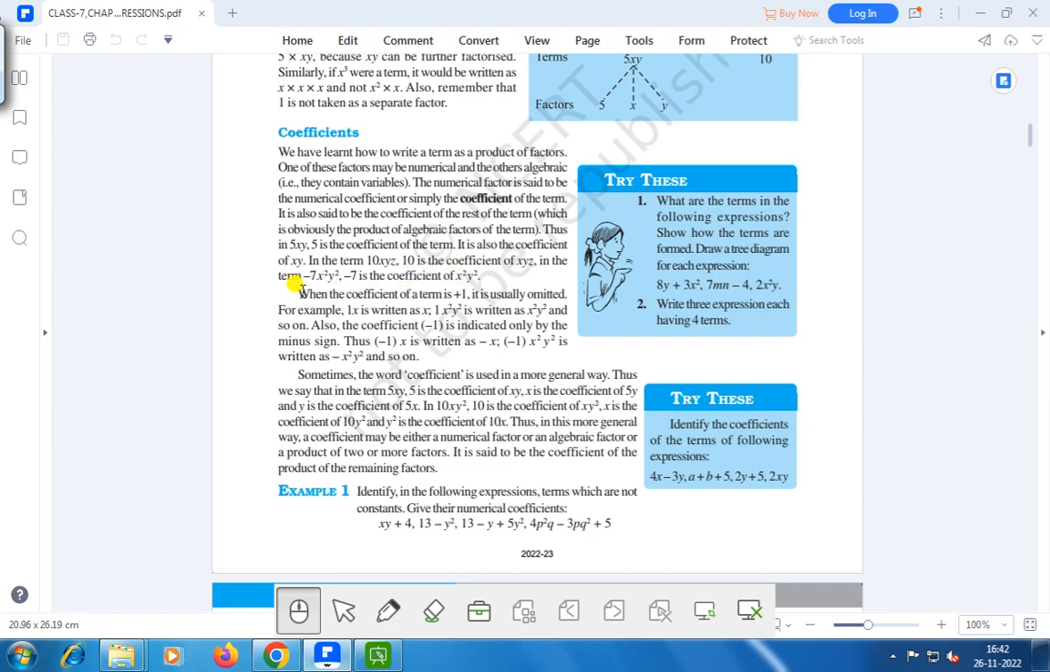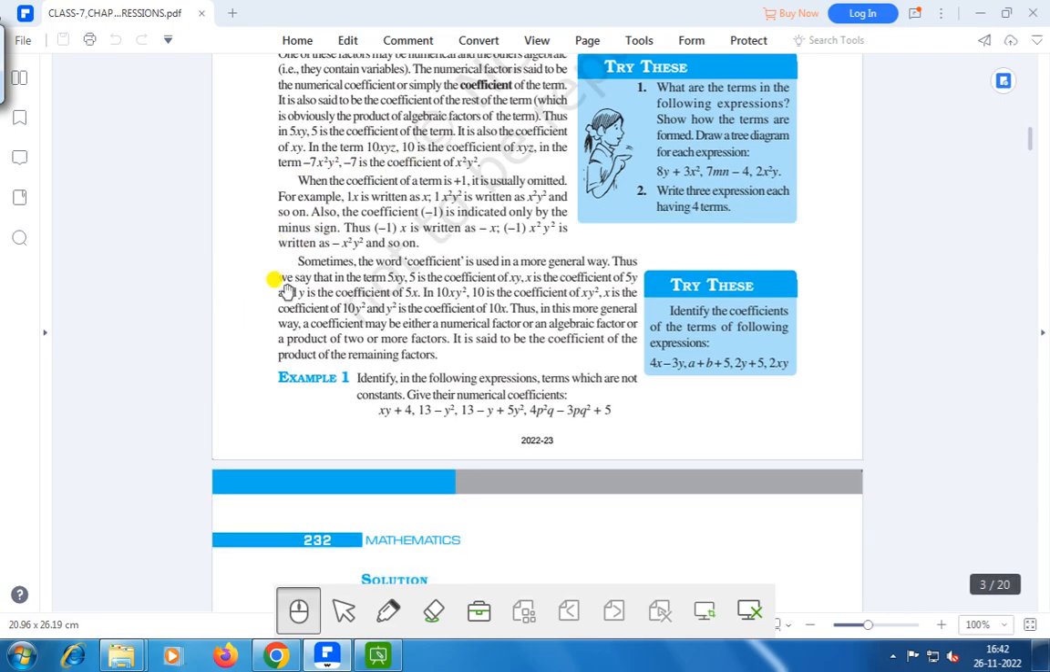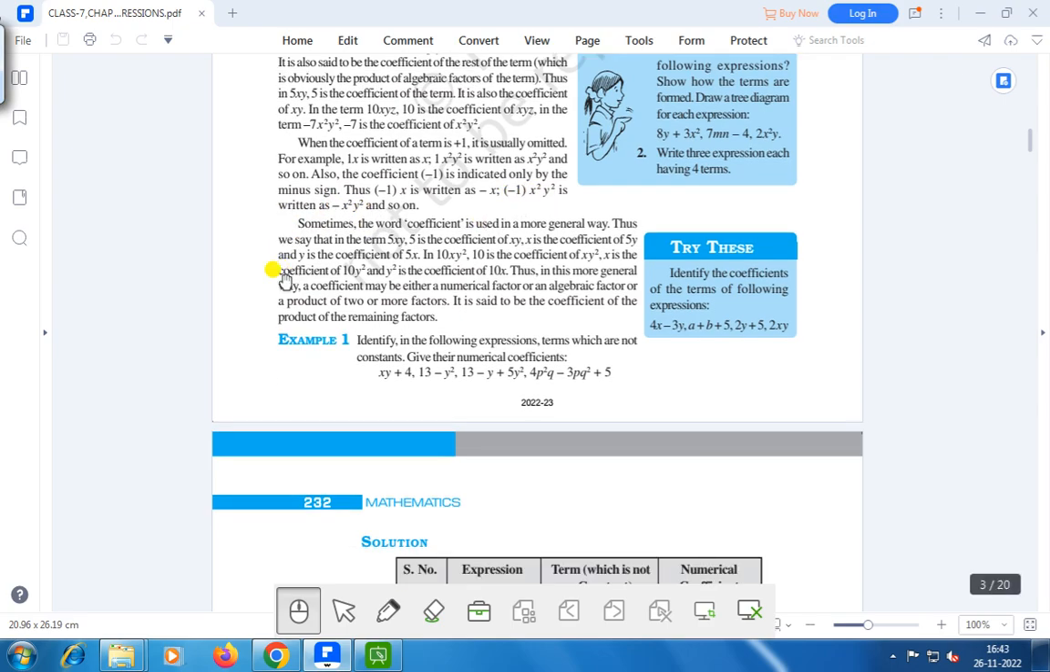In the term minus 7x square y square, minus 7 is the coefficient of x square y square. When the coefficient of a term is plus 1, it is usually omitted. For example, 1x is written as x, and 1 x square y square is written as x square y square, and so on. Also, the coefficient of minus 1 is indicated only by the minus sign. That is, minus 1 into x is minus x, or minus 1 into x square y square is written as minus x square y square, and so on.